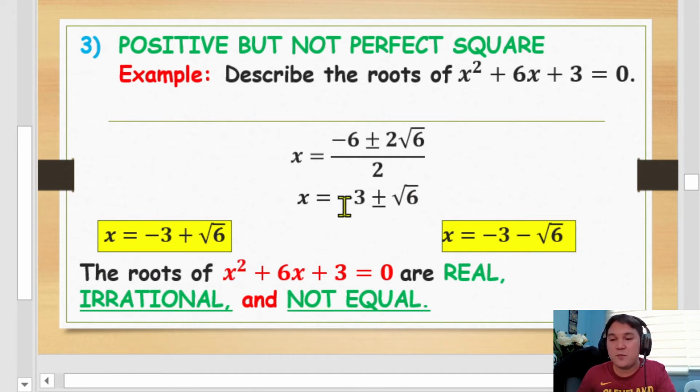As you can see, we have plus and minus here. The plus will be used by the first root. The minus will be used by the second root.